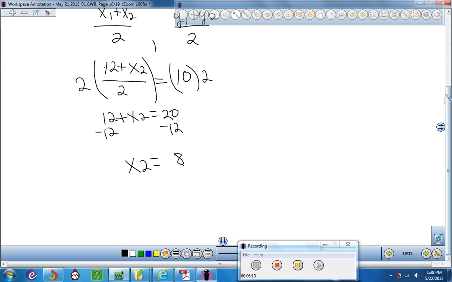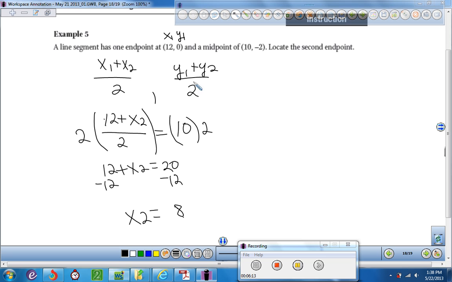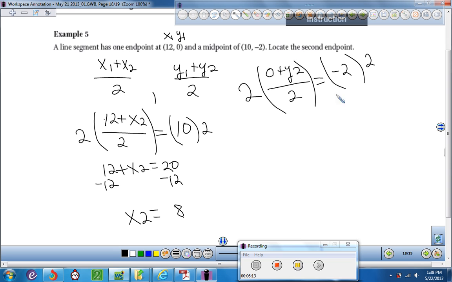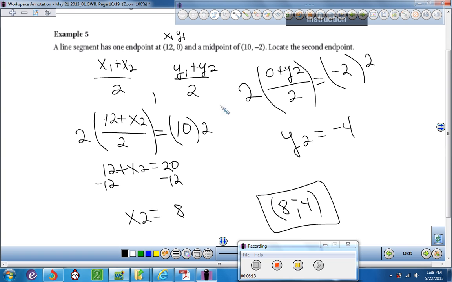Now we're going to do the same thing for the y values. What we'll do here is put 0 in for y1, but it's all got to equal negative 2. So we'll just multiply both sides by 2 here. So y2 is equal to negative 4. So our other endpoint is going to be 8, negative 4. So if we're given the midpoint, we can come up with the other endpoint. And that's what we did here.